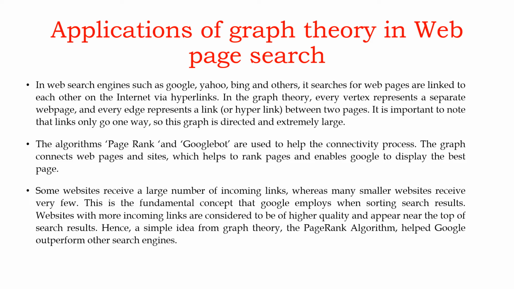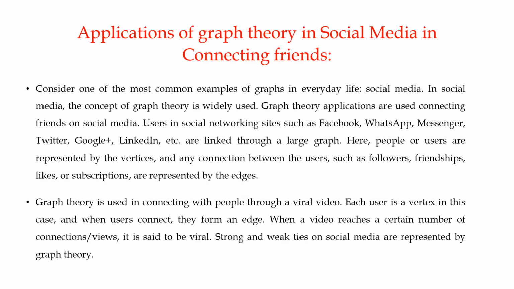The algorithms PageRank and Googlebot are used to help the connectivity process. The graph connects web pages and sites, which helps to rank pages and enables Google to display the best page. Some websites receive a large number of incoming links, whereas many receive very few. This is the fundamental concept that Google employs when sorting search results. Websites with more incoming links are considered to be of higher quality and appear near the top of the search results. Here, a simple idea from graph theory, the PageRank algorithm, helped Google outperform other search engines.